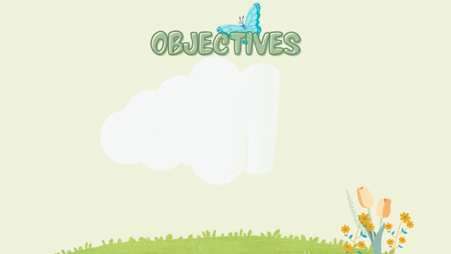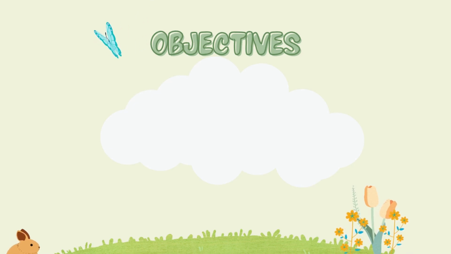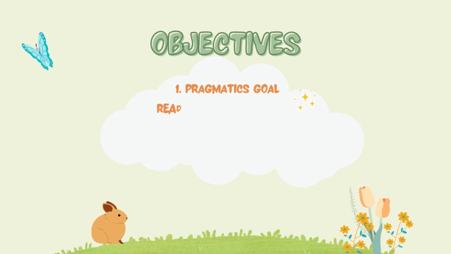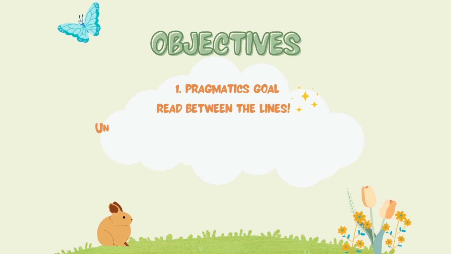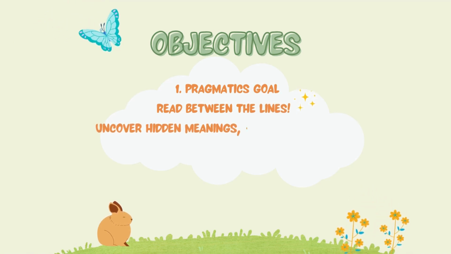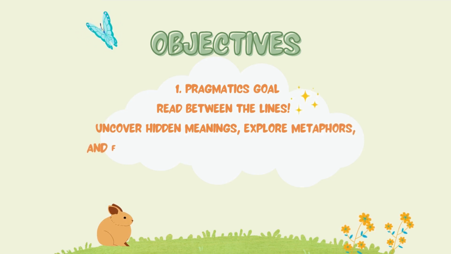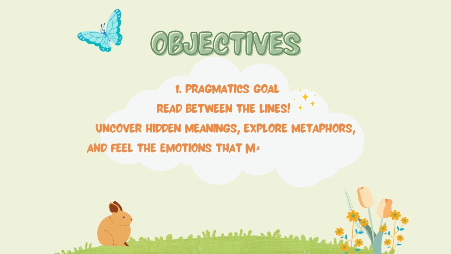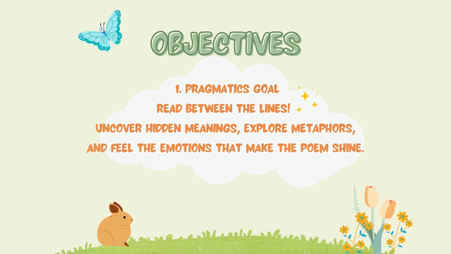Today, we have two core objectives for our lesson. The first, we will explore pragmatics. That's all about reading between the lines. We will uncover hidden meanings, figure out metaphors, and even feel the emotions behind the words. This is where the poem truly comes to life.